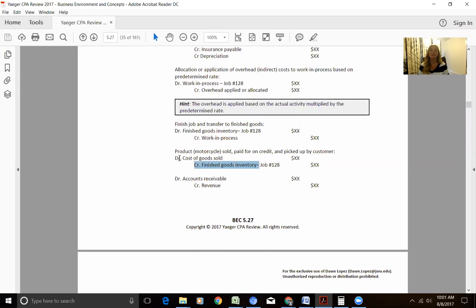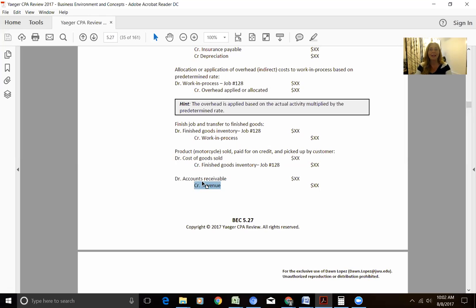So up until this point, all of the costs were sitting on our balance sheet in different types of inventory accounts. Not until it's sold do the dollars transfer and convert from being assets to being expenses. It comes off of our balance sheet, out of the asset section, and into our income statement, part of that cost of goods sold. And we go ahead and record the revenues and the accounts receivable for that revenue.